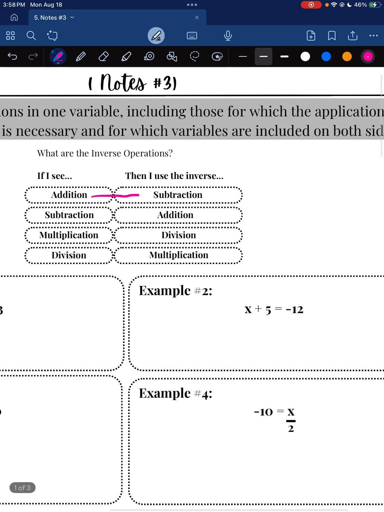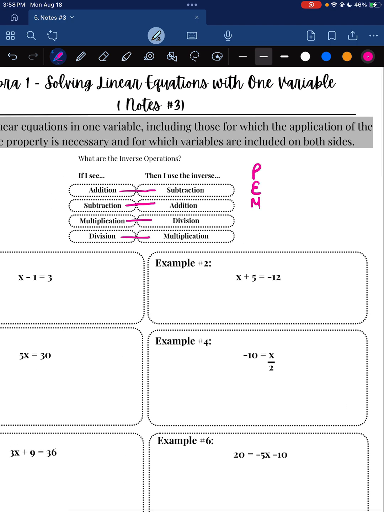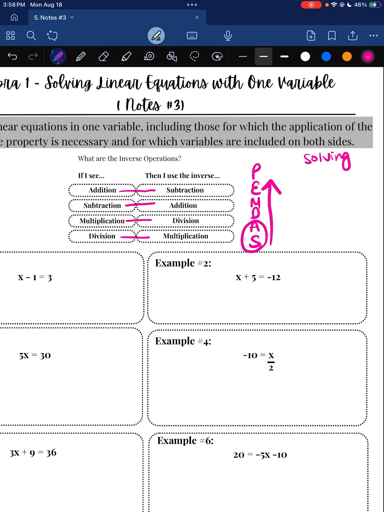So if you see addition, you do subtraction, subtraction, addition. If you see multiplication, you do division. And then if you see division, you do multiplication. Doing the opposite undoes the equation, which helps you get to x. You don't do PEMDAS with solving, that's a common misconception. But if you want to think of PEMDAS, you really just do PEMDAS in reverse. So you start with addition, subtraction, and then honestly just really multiplication and division with these equations.